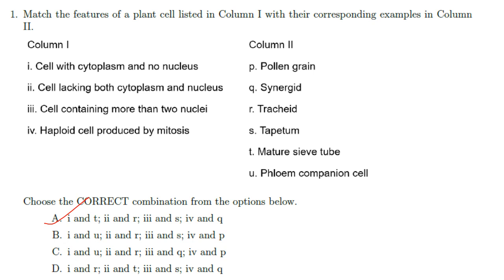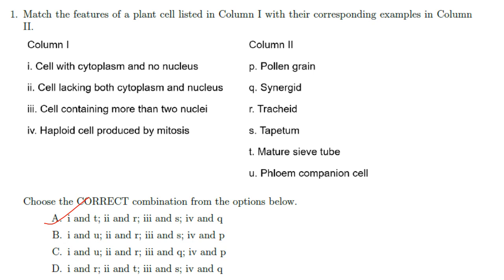Match the features of a plant cell listed in column 1 with their corresponding examples in column 2. This is column 1. Column 1: cells with cytoplasm and no nucleus. So it is mature sieve tube. Mature sieve tube doesn't have a nucleus, but it has cytoplasm.